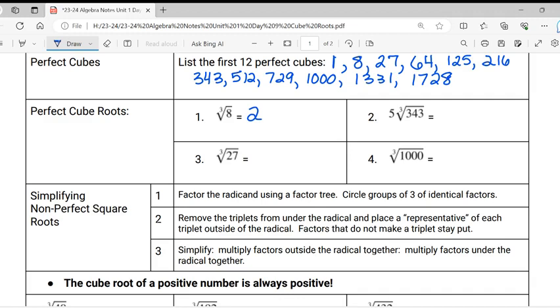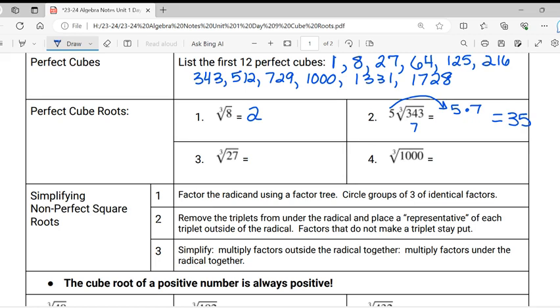When we take a look at the next one, we bring that 5 along for the ride. And we look at 343. Well, let's see. That was 1, 2, 3, 4, 5, 6. That was my 7th perfect cube. So the cube root of that is 7. Anything outside the radical will get multiplied by other things that are outside the radical. And we get a value of 35 for this one.